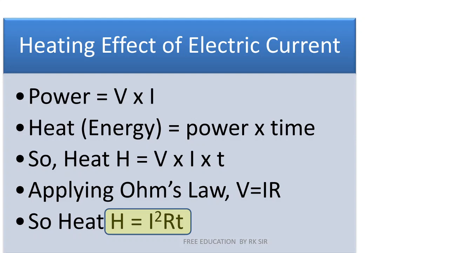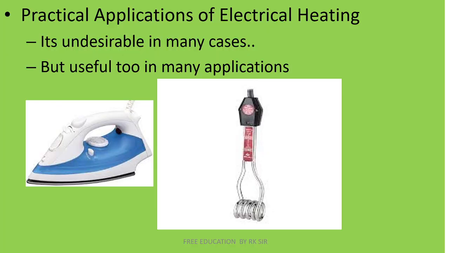Applying Ohm's law for the V, we may replace V with IR. So, now we get the equation of heat energy is equal to I square RT. So, if you are given current passing through any resistor for any time T, means the values of I, R and T, then you can calculate the amount of heat energy that is going to be liberated through that resistance R. Now, what are the practical applications of electric heating?